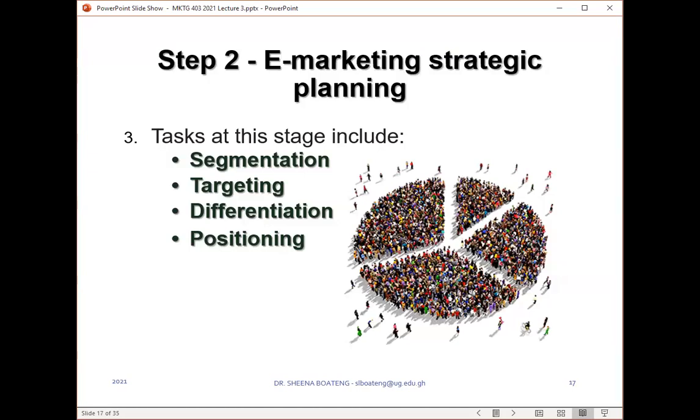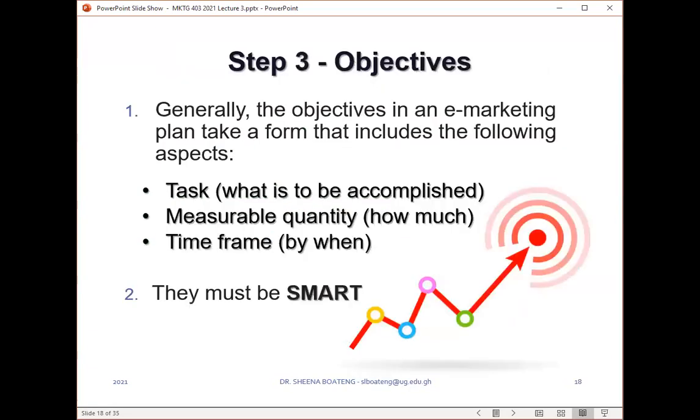Now, once you have been able to finish your e-marketing strategic planning, where you were able to determine the opportunities that you want to take advantage of and the specific customer segments that you want to target, you go into what we call the development of objectives. Now, generally, the objective in an e-marketing plan takes a form that includes the aspects of, one, the task that you have to perform, meaning what is to be accomplished.